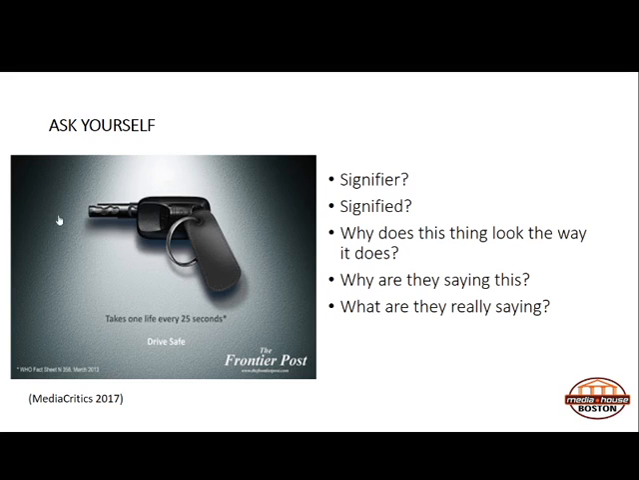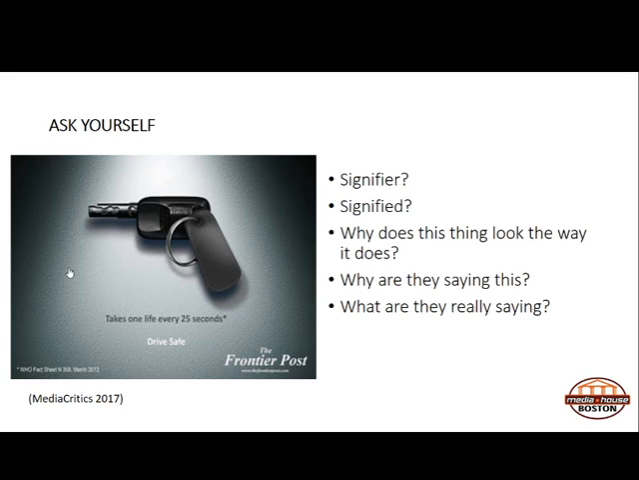this main element here, what actually is it? Is it a gun? No, it's a car key. So the signifier is, or one of the signifiers in this visual text is this car key here. And what is it signifying? It's signifying a gun. Okay? So ask yourself, why does this car key look like a gun?